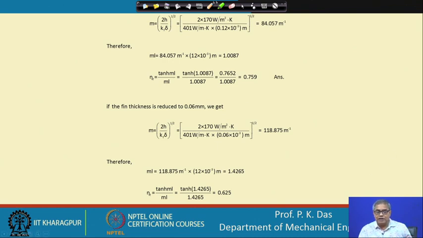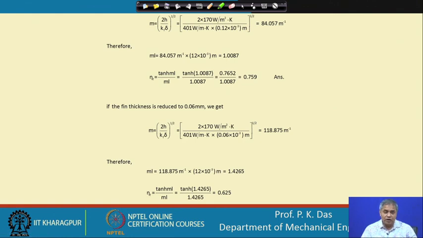We have calculated M, and you see how M is calculated, giving all the values. Putting all the values in, we got 84.057 meter to the power minus 1, that is your M. So, with M we have got ml, and with this formula we have got the fin efficiency equal to 0.759.